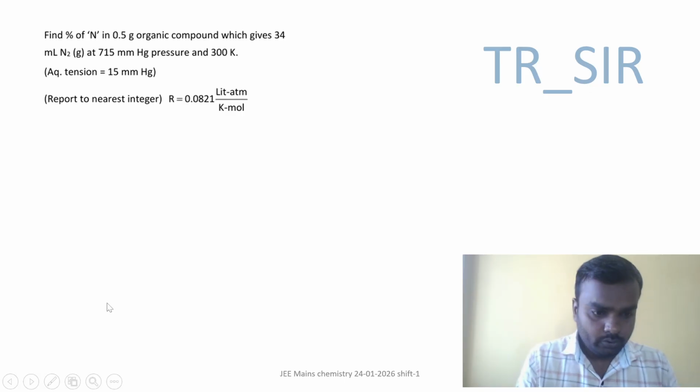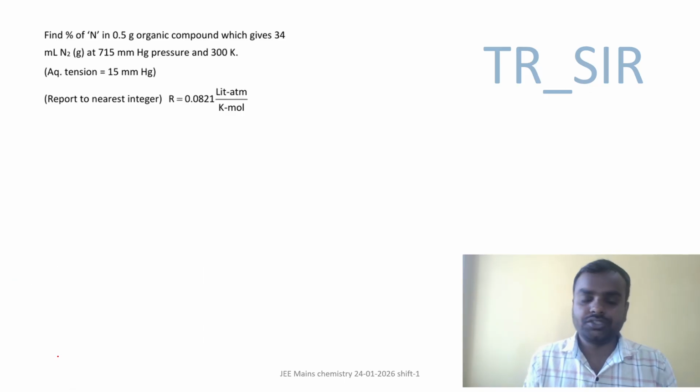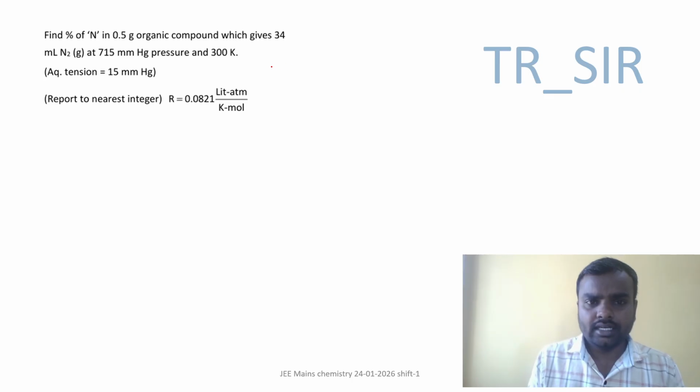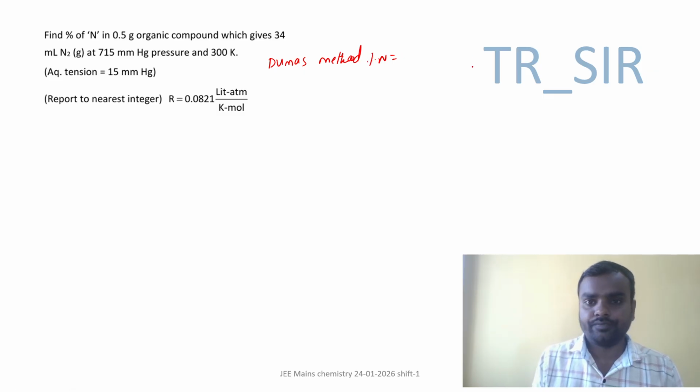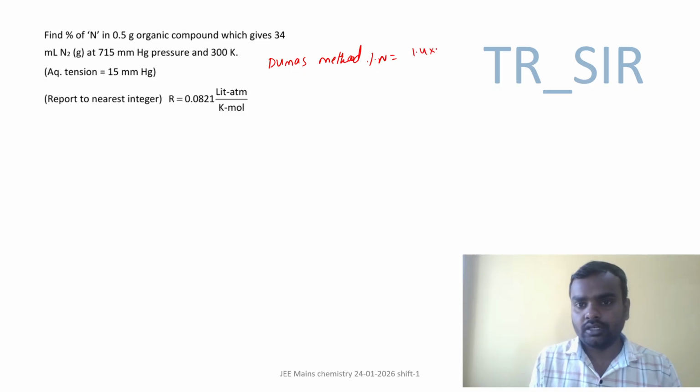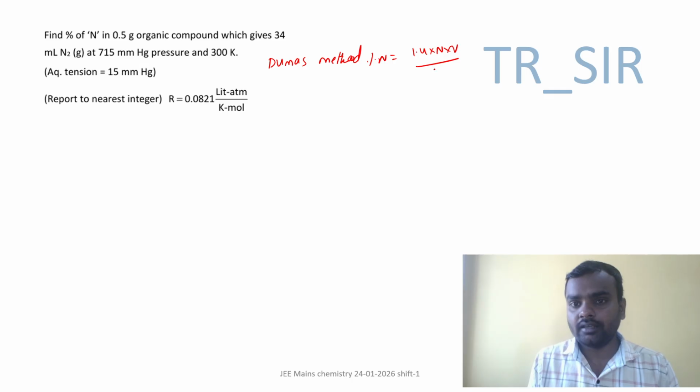Now we have purification of organic compound. That question, a little bit they have changed here. So here it has to be found from the Dumas method. So we need to use the N percentage. Percentage of N is equal to 1.4 into normality into volume by weight of organic compound.